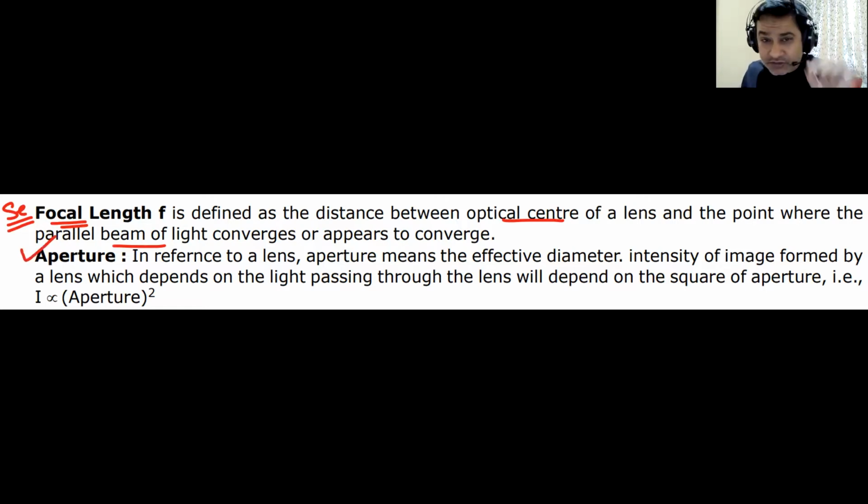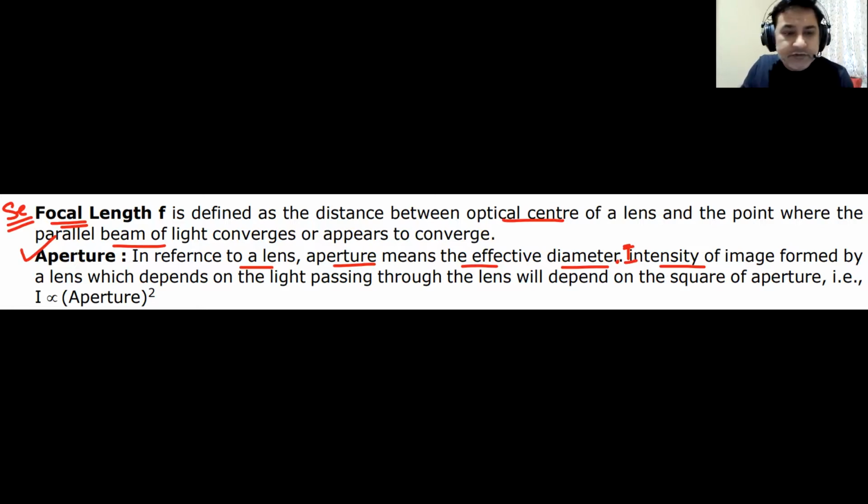Aperture, remember, question comes on aperture. Aperture in reference to a lens means the effective diameter of the lens. The intensity, how big or how much energy that image has, depends on the amount of light which is passing. You must have heard about the aperture of a lens.